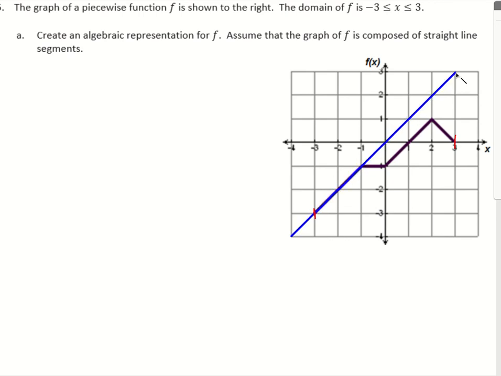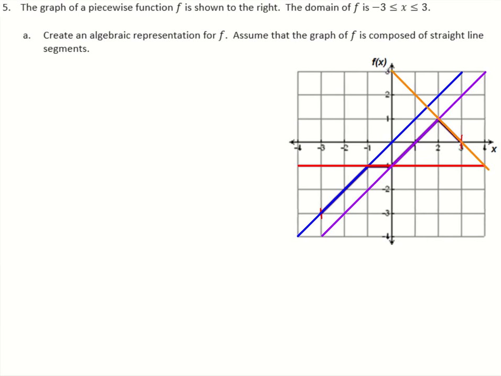It says to assume that it's composed of straight line segments, so I know that if I was only dealing with this first section, the straight line would look like that. For my second section, the straight line would look like that. For my third section, my straight line would look like this. And then for my last section, it would look like this. So I can use all of these lines that I've just drawn to help me actually create what my function is going to look like.